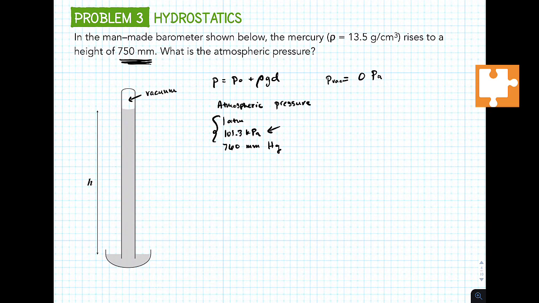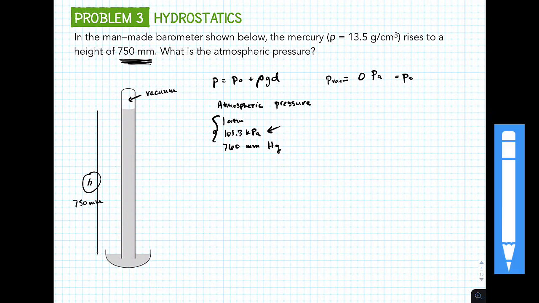And so let's start by actually trying to do this. So this is going to be our P naught now, because we start from a vacuum. And then we're going to go down from here to here, this H, that's 750 millimeters. Okay, so now we're just plugging stuff in.